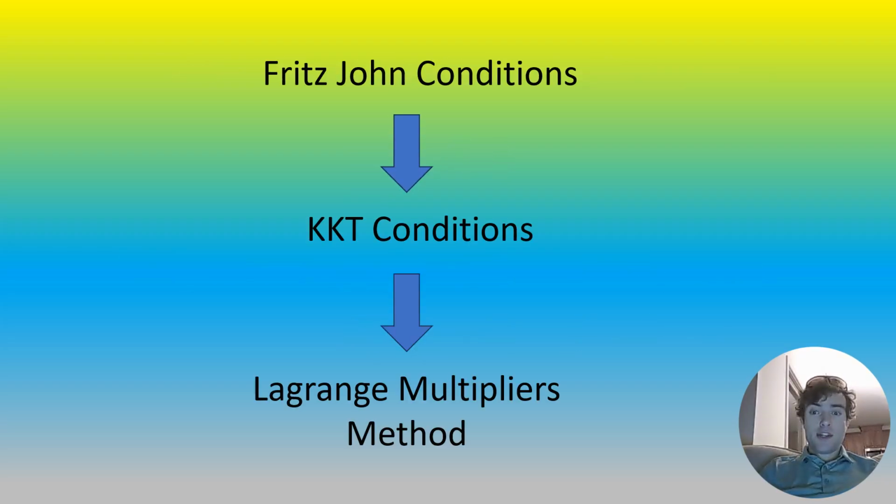But there's a hierarchy. And in this hierarchy, the Fritz John conditions, that's at the top. That's like the gold. The KKT conditions, that's like the silver. And the Lagrange multipliers method, that's like the bronze. So the Fritz John conditions are the most general. KKT conditions are a little bit less general. The Lagrange multipliers only involve equality constraints.